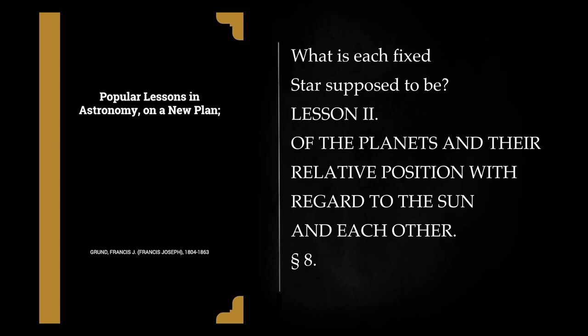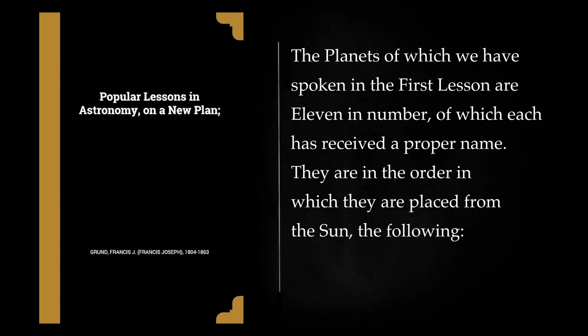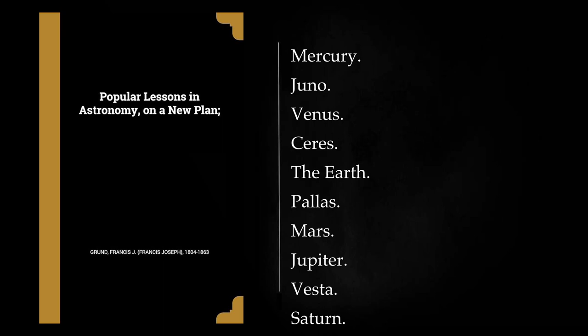Lesson 2. Of the planets and their relative position with regard to the sun and each other. Section 8. The planets of which we have spoken in the first lesson are 11 in number, of which each has received a proper name. They are, in the order in which they are placed from the sun, the following: Mercury, Juno, Venus, Ceres, the Earth, Pallas, Mars, Jupiter, Vesta, Saturn, Herschel.